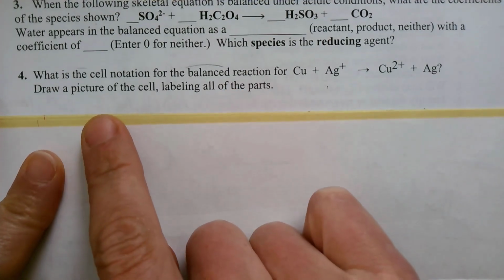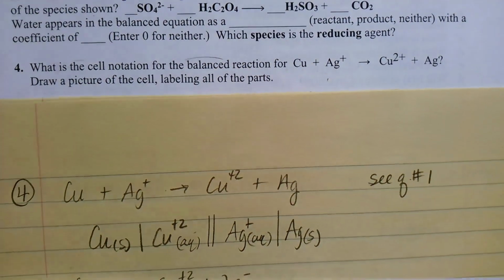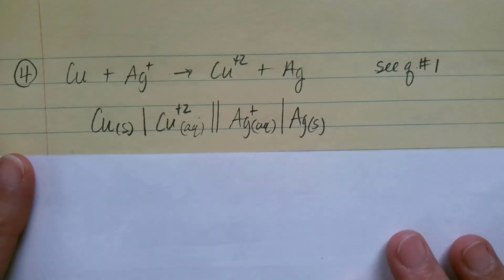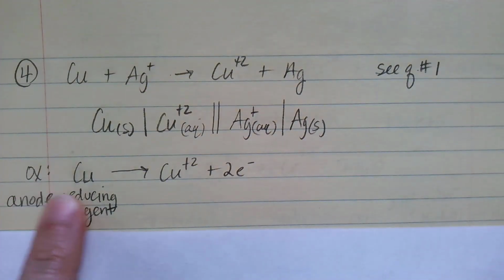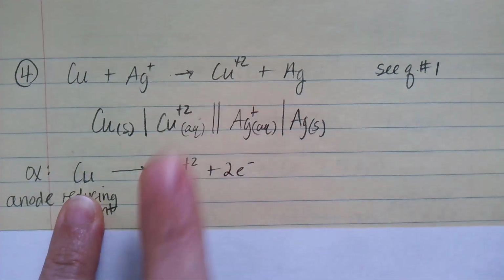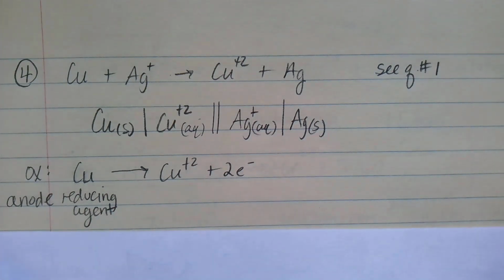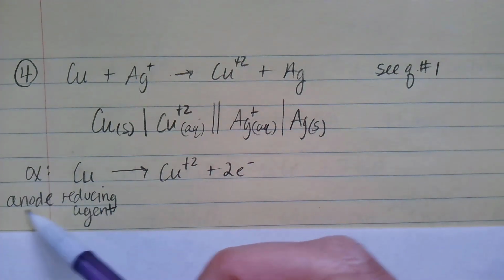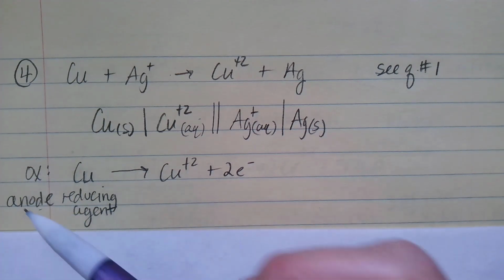Next, we're going to refer back to question number 1 and write the cell notation for the balanced reaction. We're going to draw a picture of the cell and we're going to label all the parts. Okay, so think back to what this looked like. We had our oxidation was the copper going from Cu solid to +2. So oxidation is losing electrons. Oxidation is where the anode is, or we can say at the anode, oxidation is occurring.